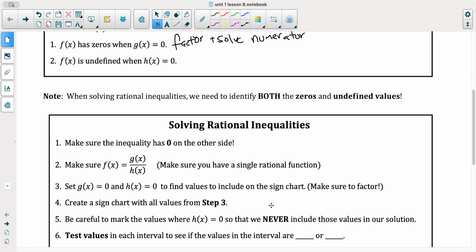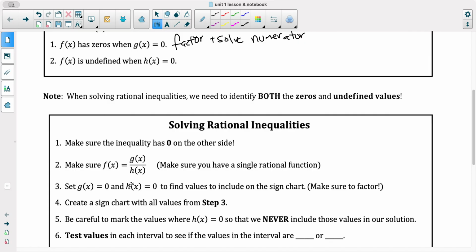Okay, so when you're solving rational inequalities, when we get to that, you're going to need to make sure it equals 0, like normal when you were solving polynomial inequalities, when we were trying to figure out where they were positive, where they were negative, all that kind of thing. It does have to equal 0 on one side. It's kind of a requirement. And make sure you only have a single rational function. You cannot have any extra pieces. Very similar to things like absolute value, square root functions, any kind of radical functions. They have to be by themselves on one side before you can actually mess with them.